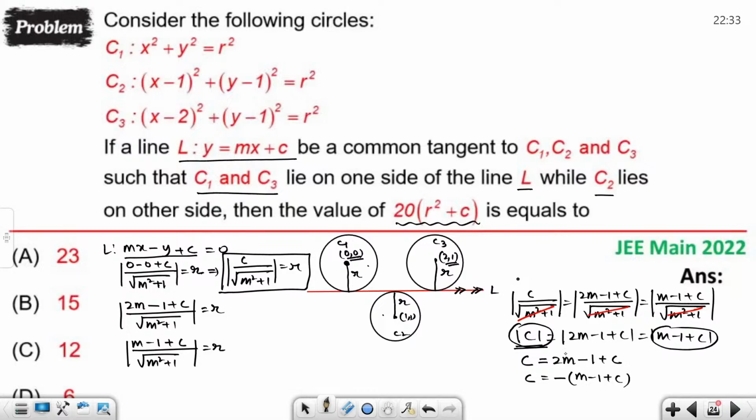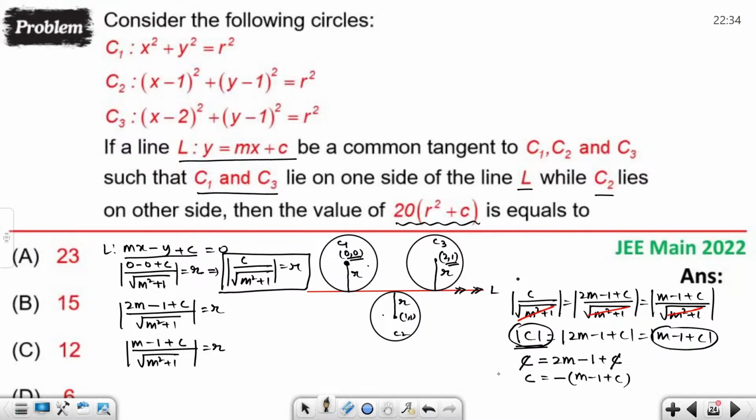Is it clear? So if C is opened with a plus sign, the other one will open with a negative sign because they are having opposite signs, as the two centers are lying on the opposite side of line L. But for C1 and C3, as these two centers are lying on the same side of line L, both will open with a positive sign because they are going to have the same sign. Right? So from these two, I have to solve for C. So what will be my C?